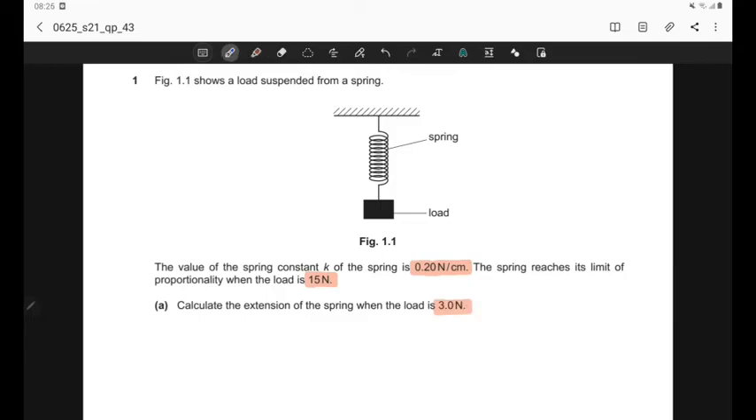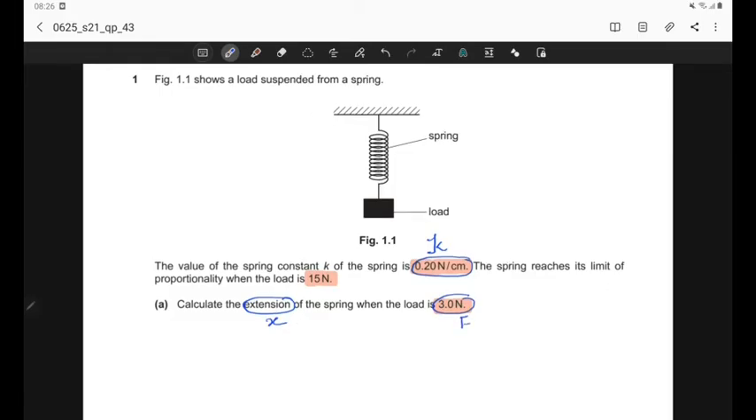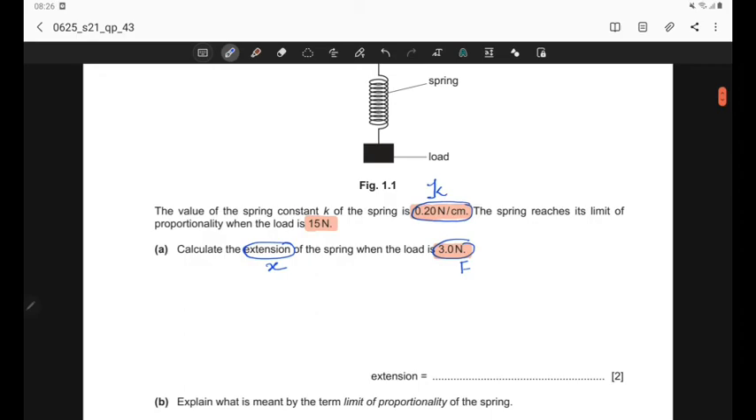So in this question, the spring constant of the spring is given, that is represented by the letter K, and we need to calculate what is the extension when the force is 3 Newton. So here we can use Hooke's law equation, that is force applied is equal to Kx, where K is spring constant and X is extension.